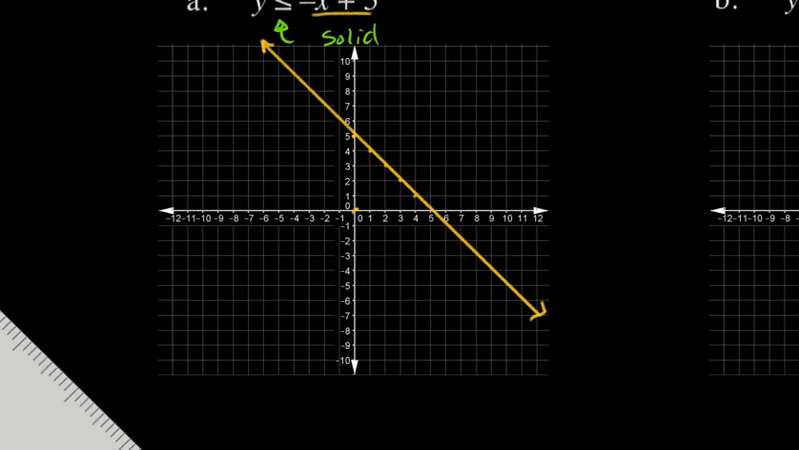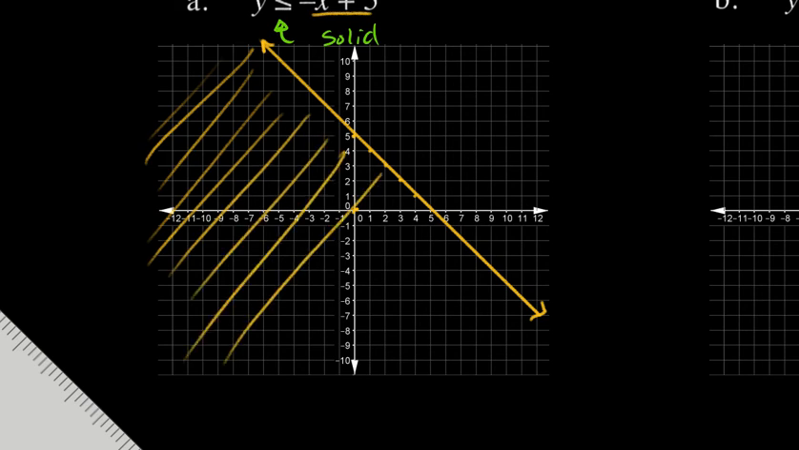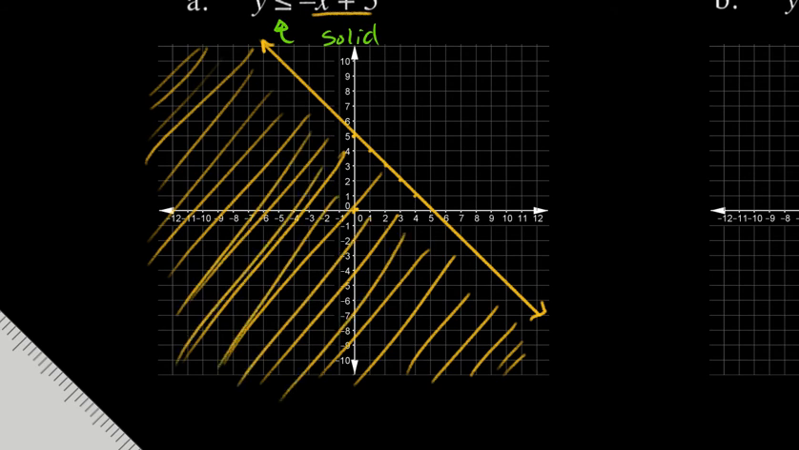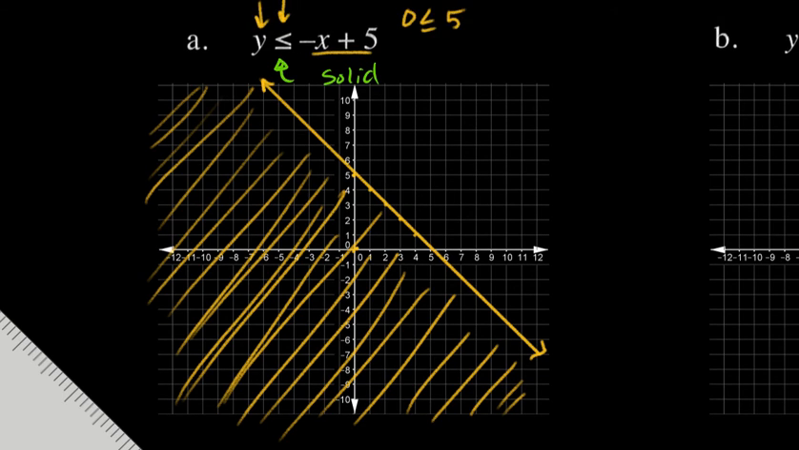So my solution is all of these values that are on the line or below the line. So I could shade all of these in. I don't want to get carried away, but every single point down below this line is a solution, each xy pair. When you plug in x and y, it'll turn out that the y value on the left hand side will be less than or equal to the opposite of x plus 5 on the other side.